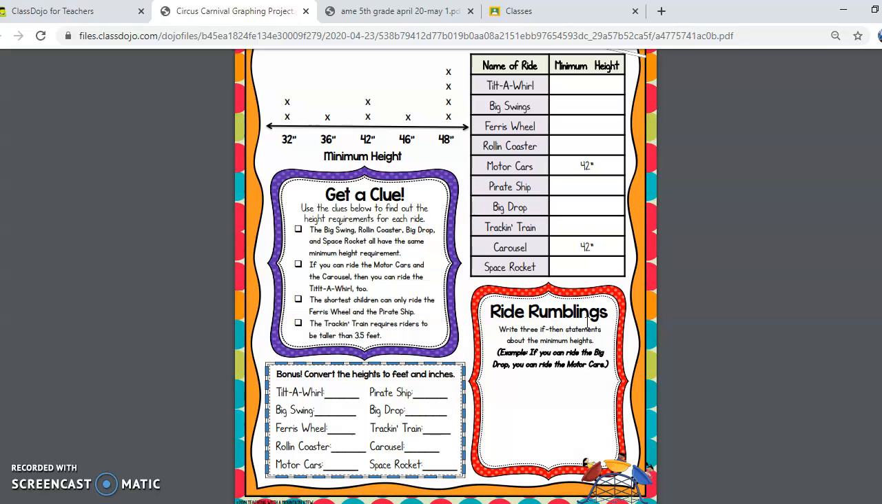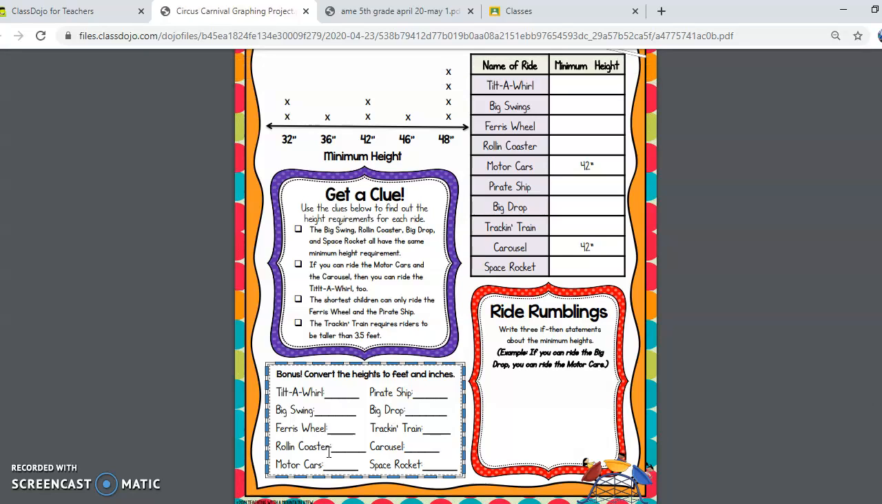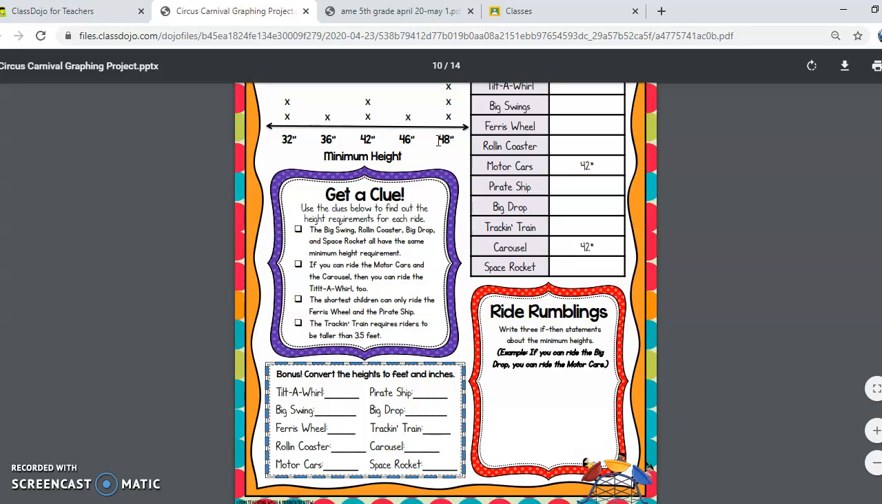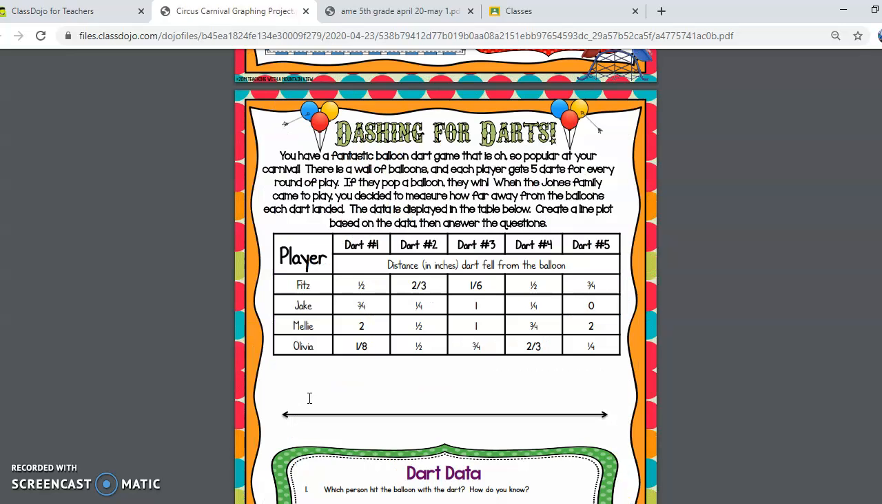Okay, here you're kind of coming up with your own clues. So you're writing 3 if-then statements about the minimum height. So like if you can ride the big drop, you can ride the motor cars. Okay, here they want you to convert these heights that are in inches to feet and inches. Okay, so really this looks like a lot of work there, but it's not a whole lot when you think about the fact that a lot of these share the same amounts. Okay, remember feet have 12 inches, so use that information to help you out.